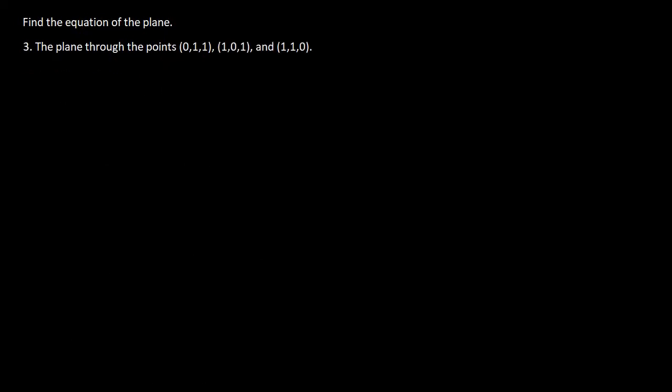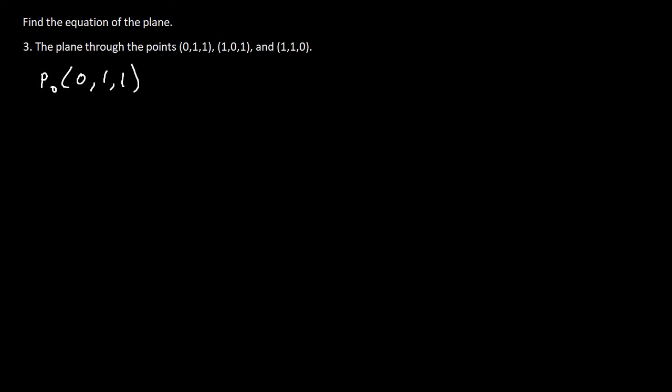So now for number 3, let's find the equation of the plane, given that the plane goes through the points 0, 1, 1, 1, 0, 1, and 1, 1, 0. So notice that we're not given a normal vector or a perpendicular vector. Instead, we're given 3 points. Now, since the plane goes through all 3 points, we can pick anything to be our P naught. Since 0, 1, 1 is the first one, let's just go ahead and pick that one. So P naught, let's represent as 0, 1, 1.